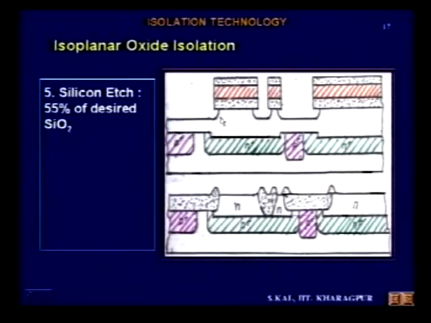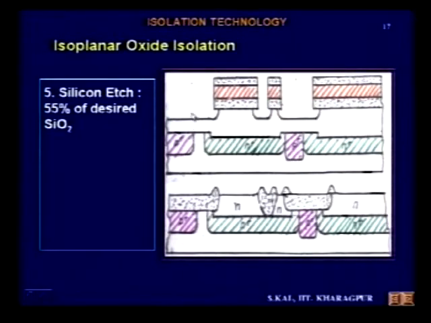If you want 1 micron silicon dioxide to grow, that means if your epitaxial layer thickness is 1 micron, then you have to remove 0.55 micron of silicon from the top. Then what is the remaining? 0.45 micron. 0.45 micron will give you a complete 1 micron silicon dioxide, because 0.44 or 0.45 micron gives you 1 micron. So that means it will be exactly planar. So that is done here. You see, 55% of the desired oxide thickness of silicon is removed, and then you grow local oxidation of silicon.